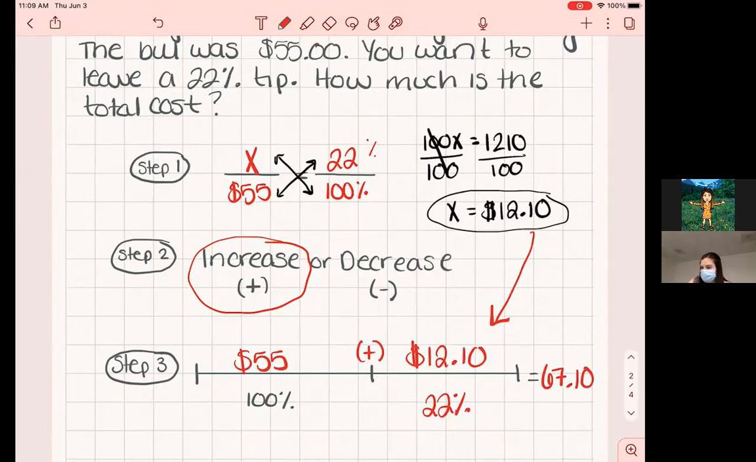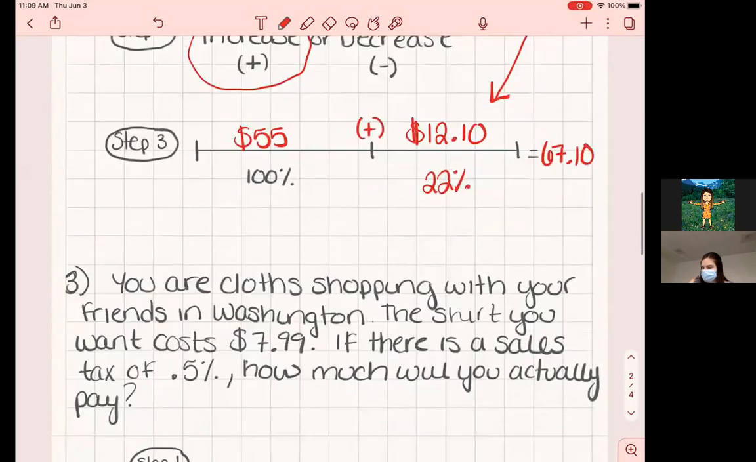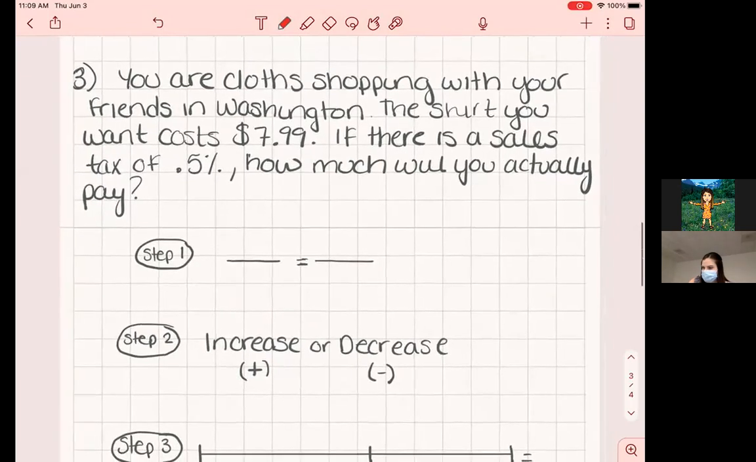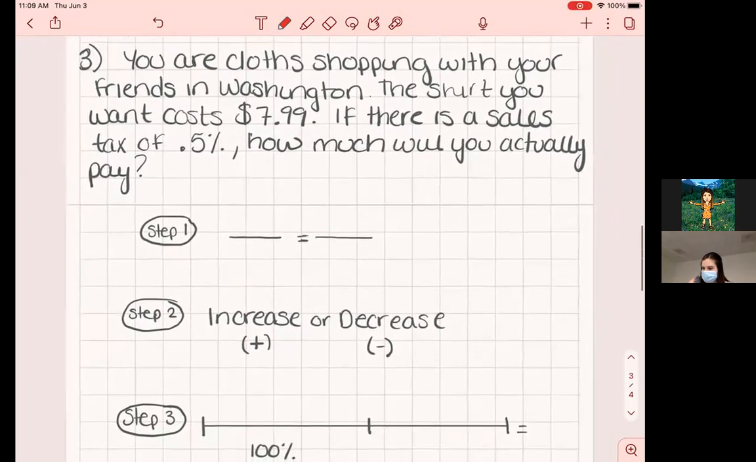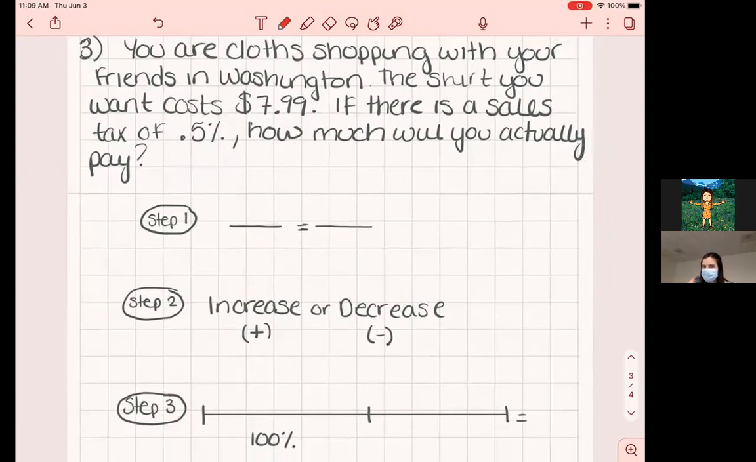So let's try this one more time. Let's see if you can do the whole thing by yourself this time. It says you're clothes shopping with your friends in Washington. The shirt you want costs $7.99. If there is a sales tax of an additional 0.5%, how much will you actually pay? So I'll help you right now. Don't put 5 as your percent, it needs to be 0.5. You don't want to pay a 5% tax. You would much rather pay 0.5. And we know that this is 100. Okay, see if you can figure this one out.